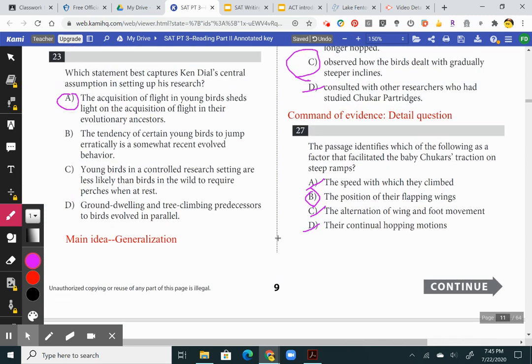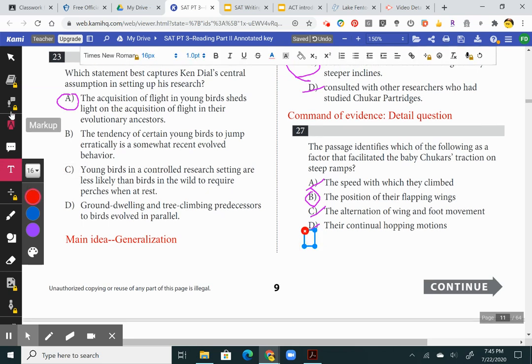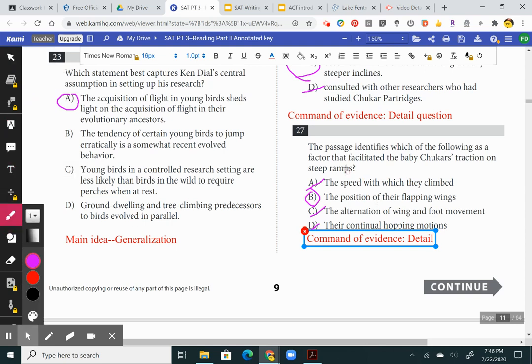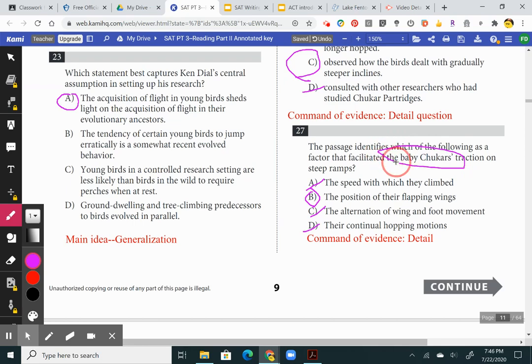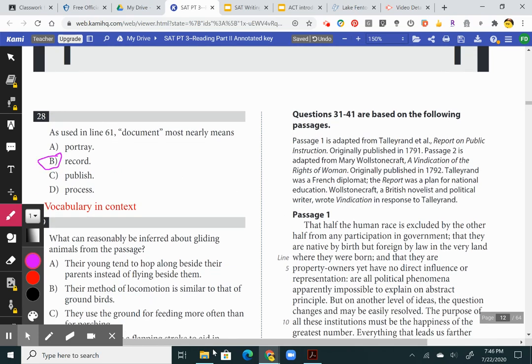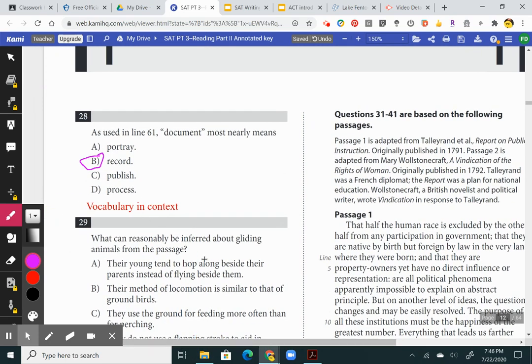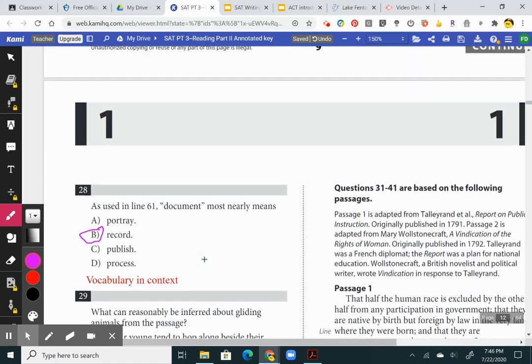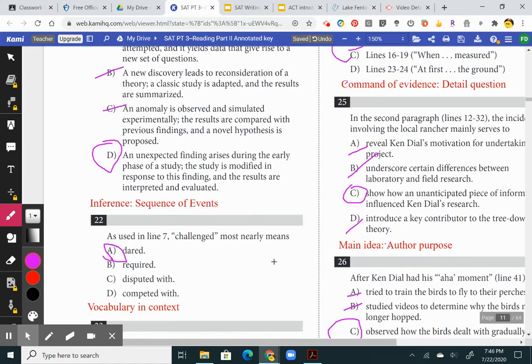So this is an example of, we went back and looked at the steep ramps and the traction. So this is a perfect example of a command of evidence detail question. All I did was I modeled that I took keywords in the passage and I went back to those where I found those and then matched up answer choices based on what the passage said. Same thing with the vocabulary in context, right? As it's used in line 61, document most nearly means what? 28.